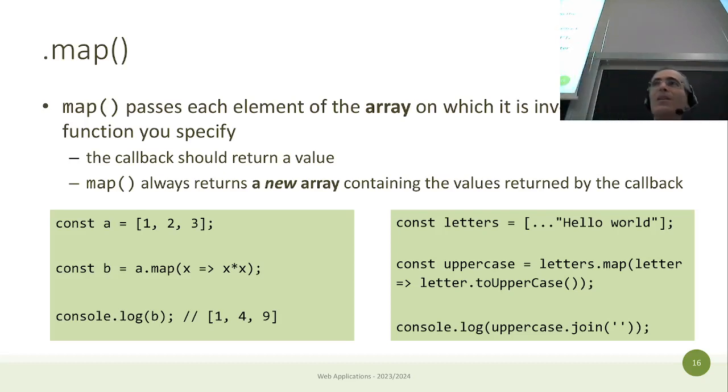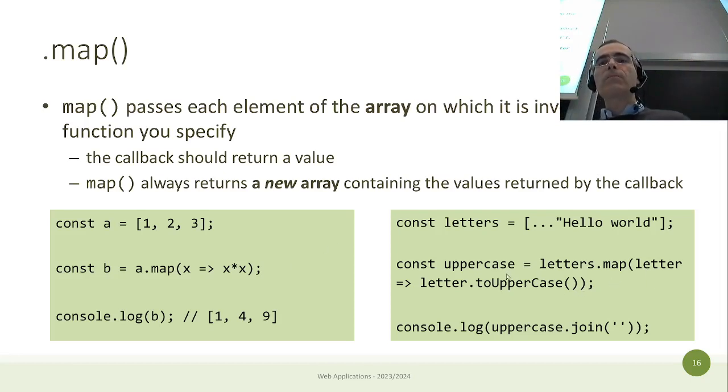And here, instead, what you return is what is to be put in the new array, okay? And so typically here, you don't want to have side effects or strange things in the callback, because you are writing something that should be put into the new array, okay? While in the forEach, you are free to do whatever you like, okay?